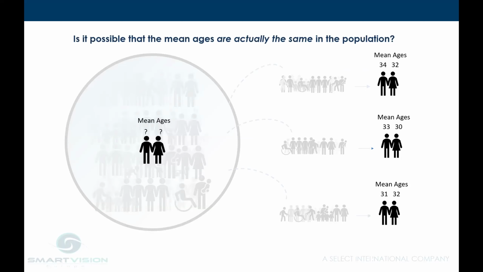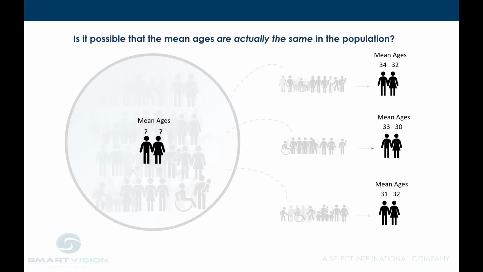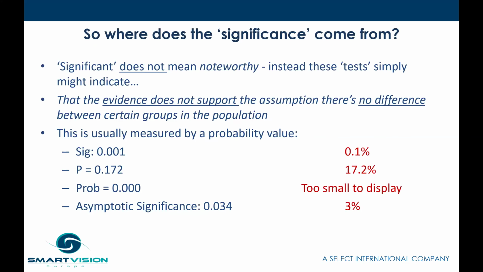Okay, so a significance test, as we said before, does not necessarily mean that it's noteworthy. Instead, these tests simply indicate whether the evidence supports the assumption that there's no difference between certain groups in the population. So here we're asking the question, is it possible that the mean ages are actually the same in the population? And we're going to calculate a number, and that number is going to give us some indication of whether or not the evidence supports that assumption.